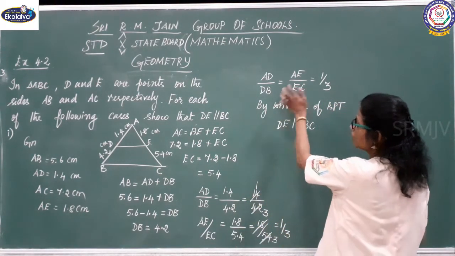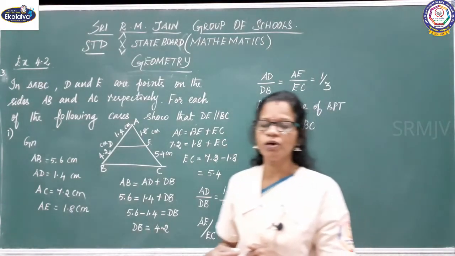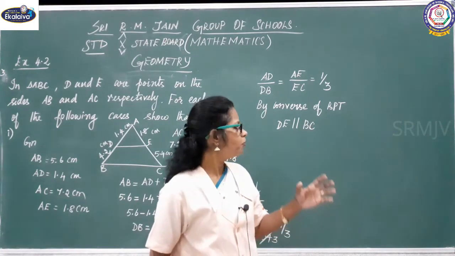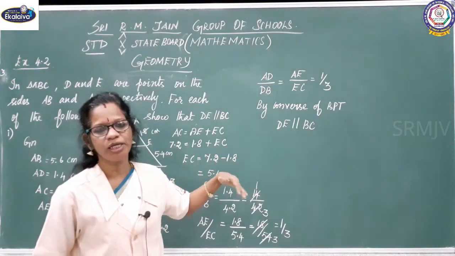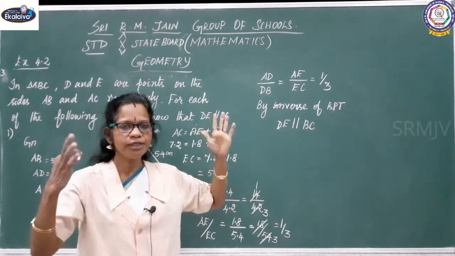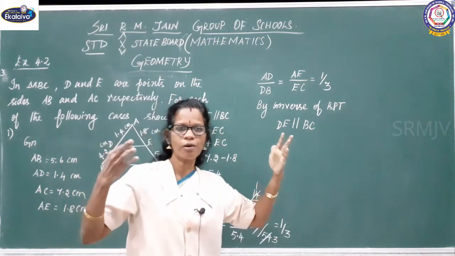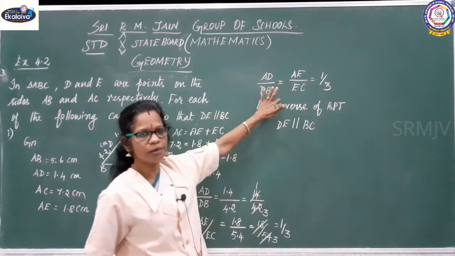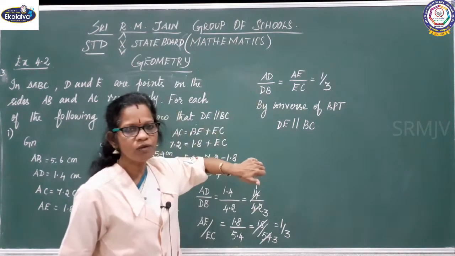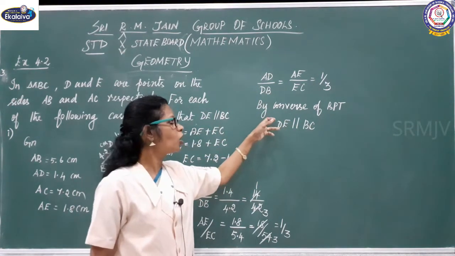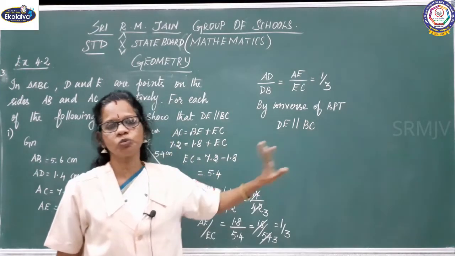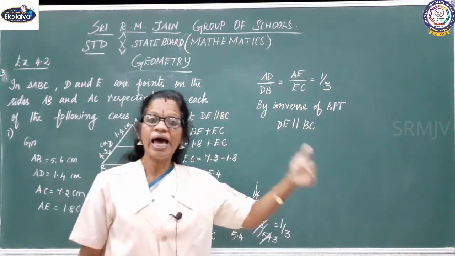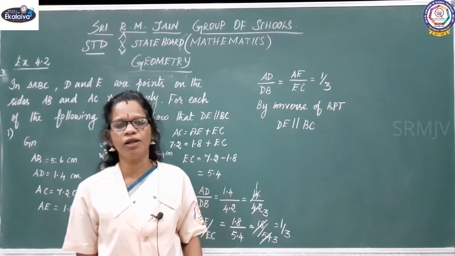Here you can say one more thing. AD by AB equal to AE by AC. That is also correct, right? But it is easy to say AD by DB equal to AE by EC. Normal BPT means immediately that comes to your mind. So I use that method. If the ratios are equal, you can conclude that by converse of BPT, the line is parallel, right? Ratios are equal, line is parallel. Line is parallel, the ratios are equal, vice versa.